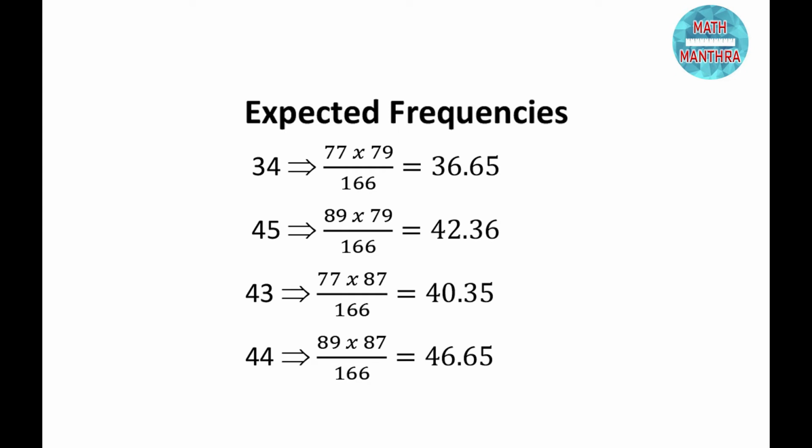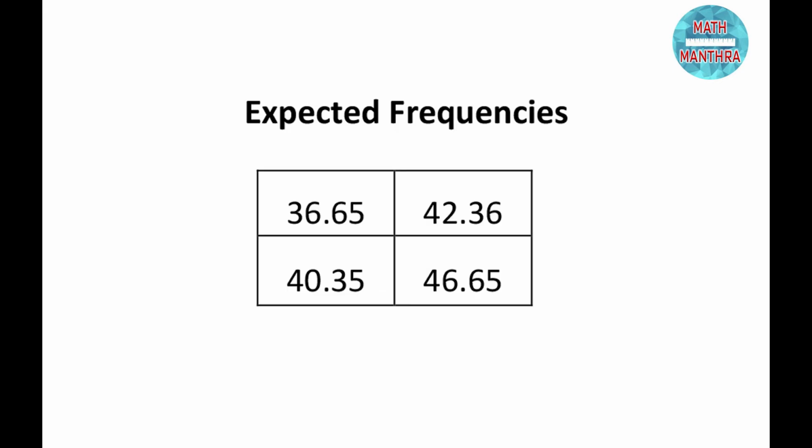Now we frame the next table, which represents the expected frequencies, that is 36.65, 40.35, 42.36, 46.65. So this is what are called expected frequencies corresponding to the observed frequencies.